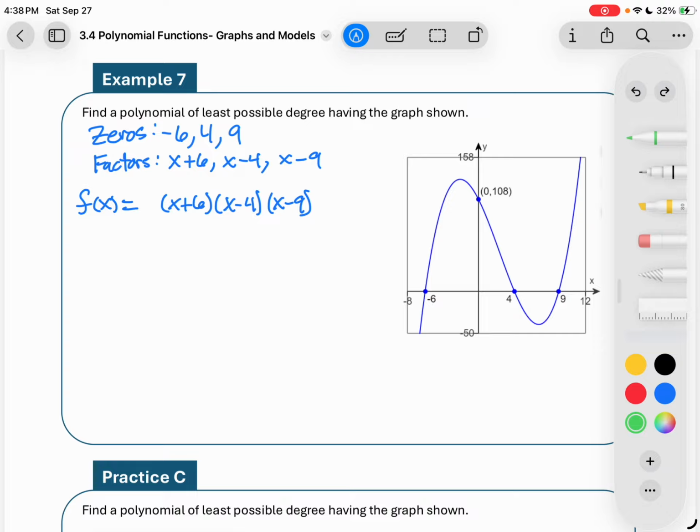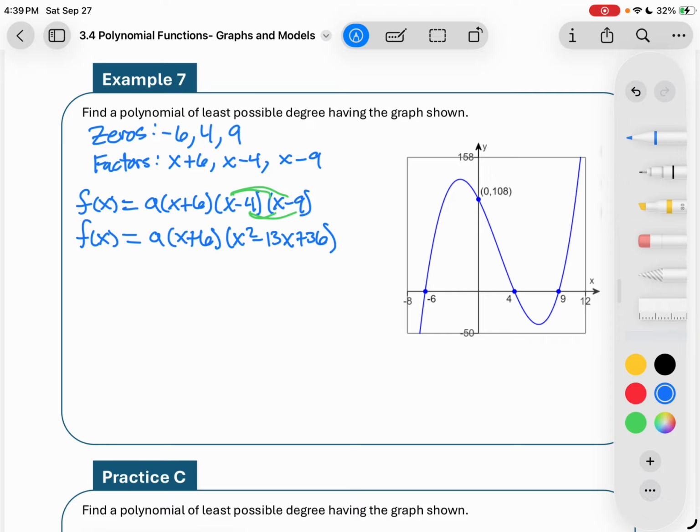So how do we get the correct y-intercept? Well, we say that it's been stretched. There's a vertical stretch happening. We're going to call it A. And what we're going to do is multiply out our polynomial to get it into standard form. So let's multiply the last two. We're going to multiply x to x and -9 and -4 to x and -9. So we'll have a times x plus 6 times x squared minus 13x plus 36.